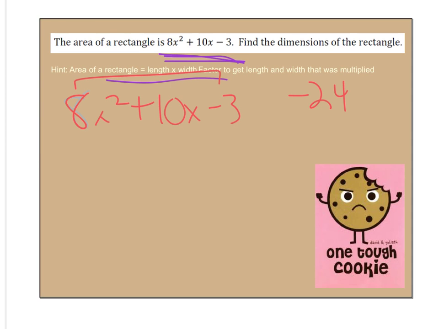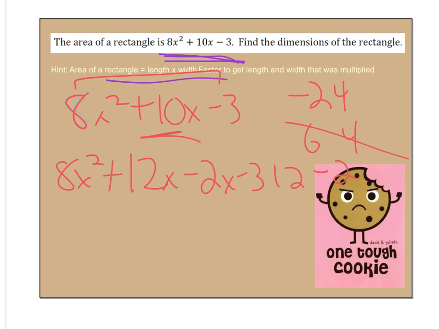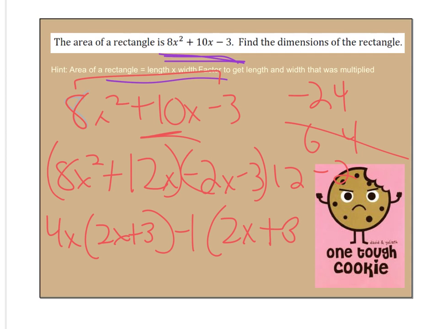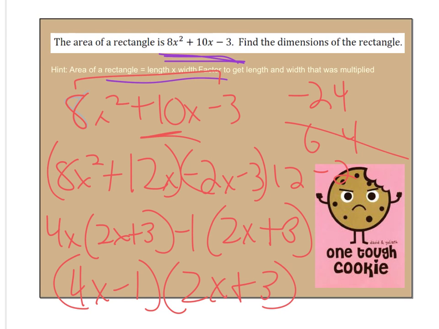So what multiplies to negative 24 but gives you a positive 10 for an answer? Well, the answer to that is going to be kind of tricky because a lot of kids want to put 6 and 4, and that's not going to work. What it actually is going to be is positive 12, negative 2. So I want to rewrite this with positive 12x minus 2x minus 3. Parentheses around each pair. So here I'll pull out 4x, be left with 2x plus 3. I'll pull out a negative 1 because that'll change that to 2x plus 3. Now I can put this together. There is my answer.